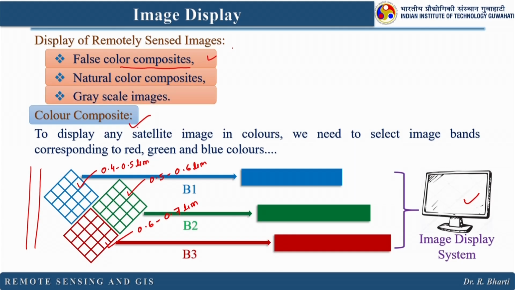False color composite means your colors will not represent exactly how things look in nature, right? In a natural color composite, the colors will be similar to how they appear on the ground. In a grayscale image, you will have no color, only the range from black to white. There is some convention we need to follow to call these composites false color composite, natural color composite or grayscale image, right?